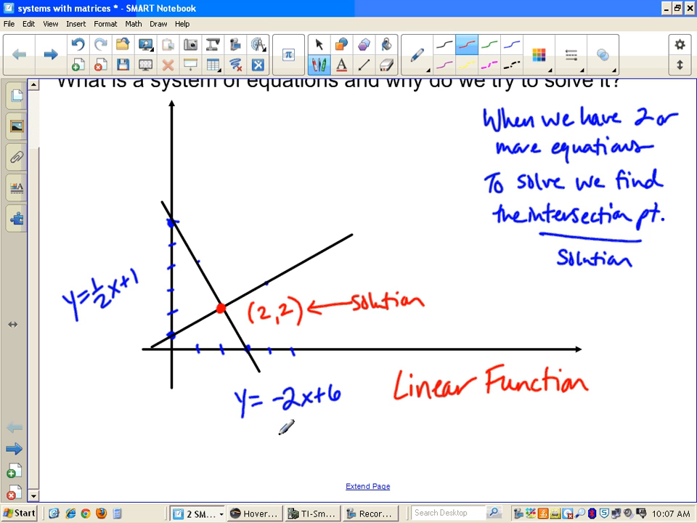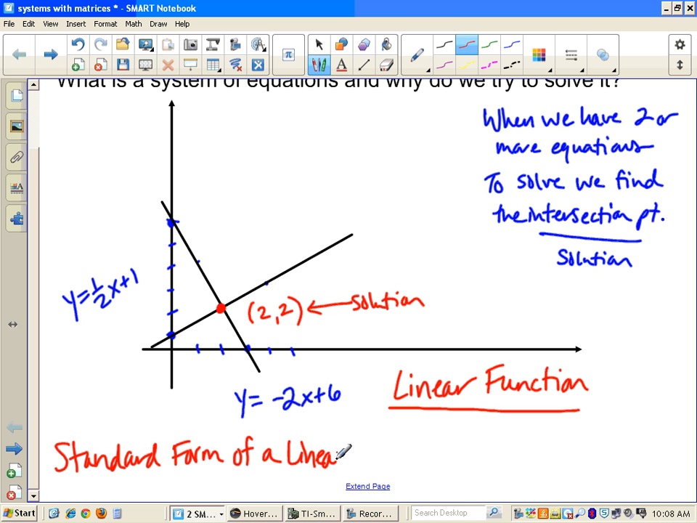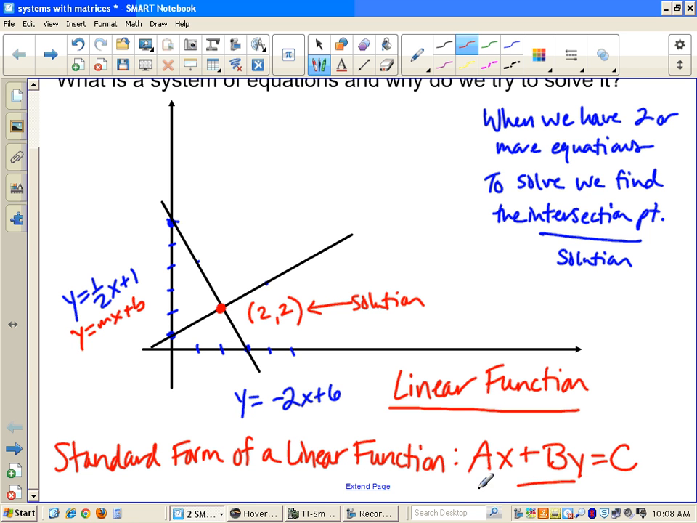And I wanted to remind you of the standard form of a linear function. Hopefully this is a good review. It's in the form ax plus by is equal to c. So the form I just gave you up here was the y equals mx plus b form that we're probably most familiar with. But we're going to be working with a form ax plus by equals c. And so that's another way to show a line. All right, let's look at an example.